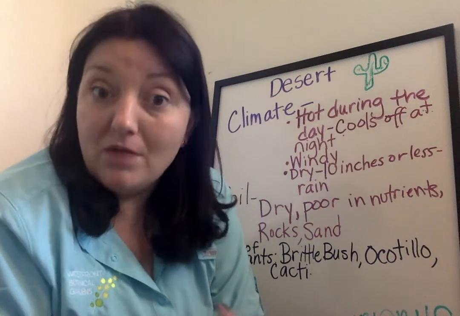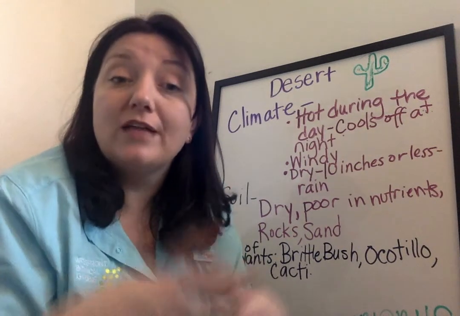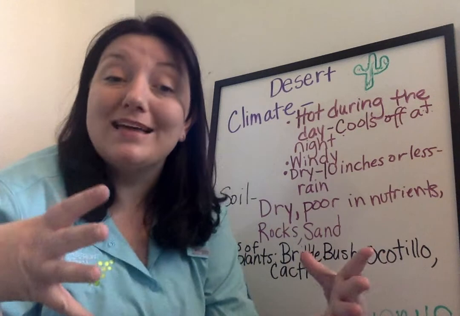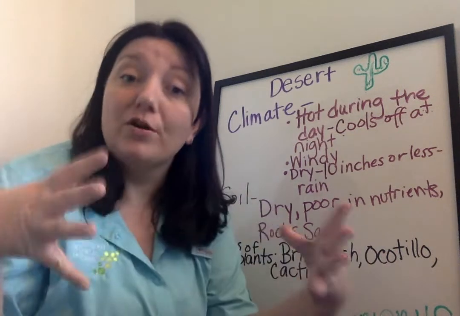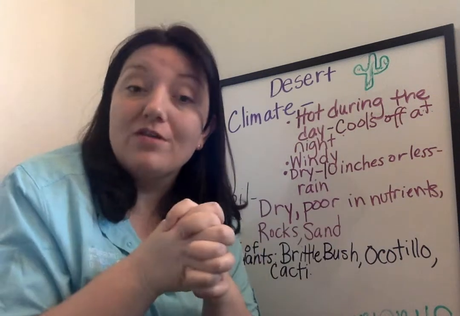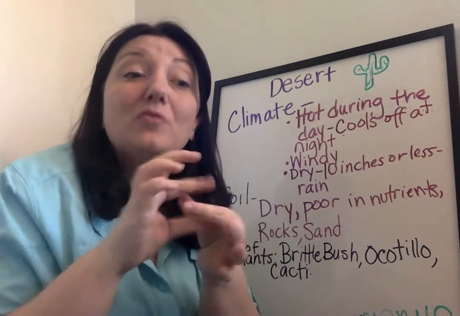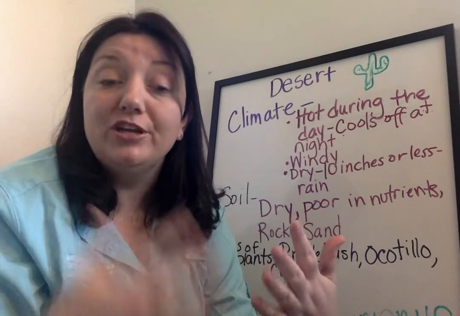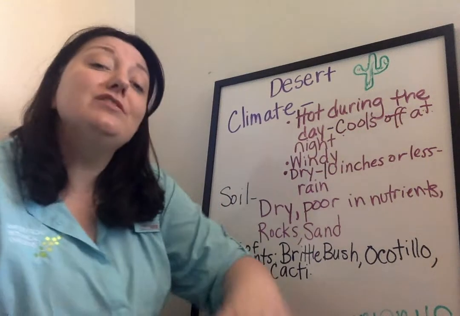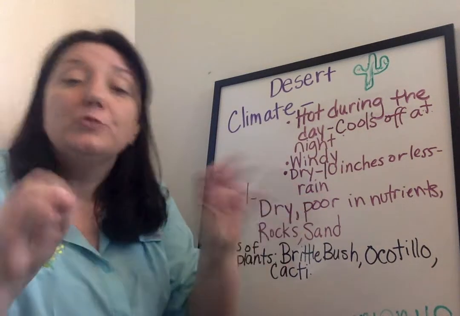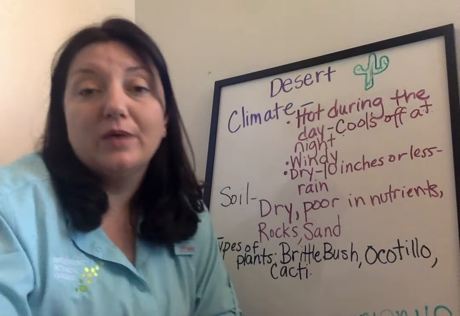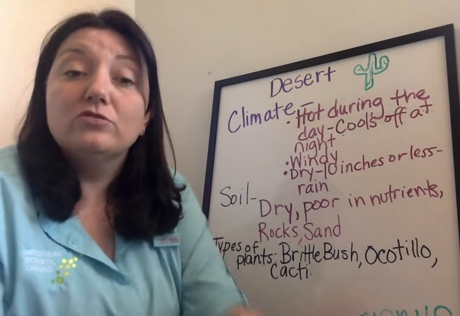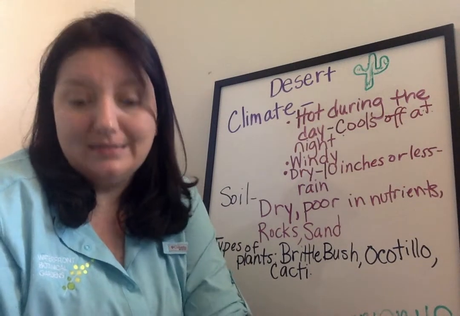Some of them, not all of them, but some of them have folds which allow them to store water and expand and contract as they have water inside of them, and then they use that water. They also have needles for leaves. Remember, those are really thin, so they're not losing a lot of water through transpiration. And then they have roots that are really close to the surface, so they can suck up that rainwater really quickly when it does rain. Okay, so those are structures that plants in the desert have.